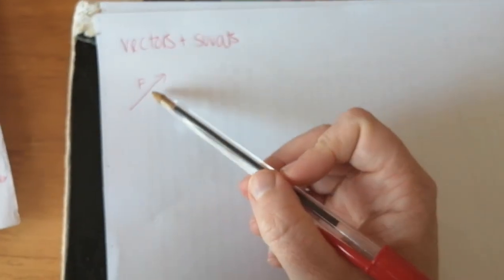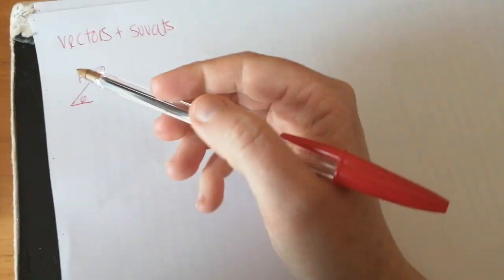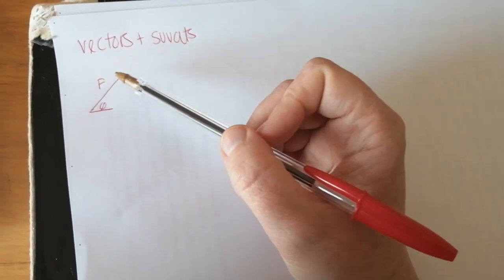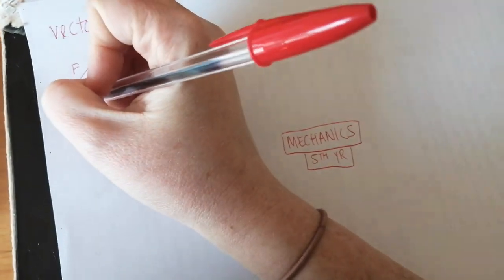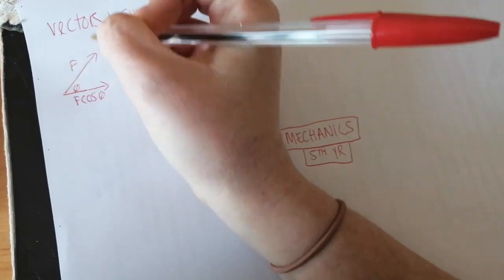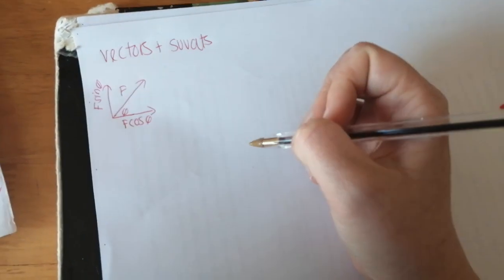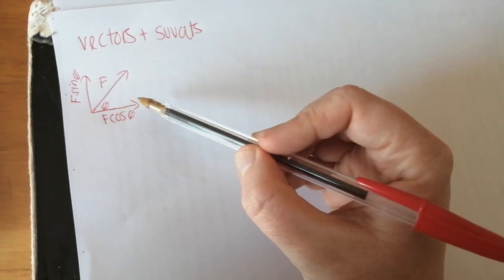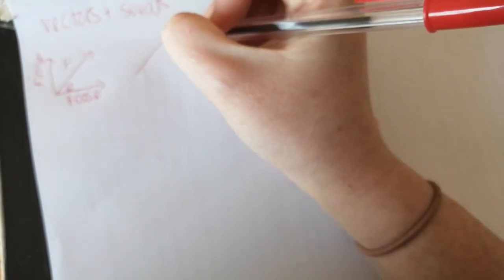a vector of size F, let's say, that's at an angle, we should know at this stage that if I want to break up this vector into its horizontal and vertical components, we learn off through trigonometry that this will be F cosine of the angle, and this one will be F sine of the angle. Just to be clear, the reason this is cosine is because this one is closer to the angle.